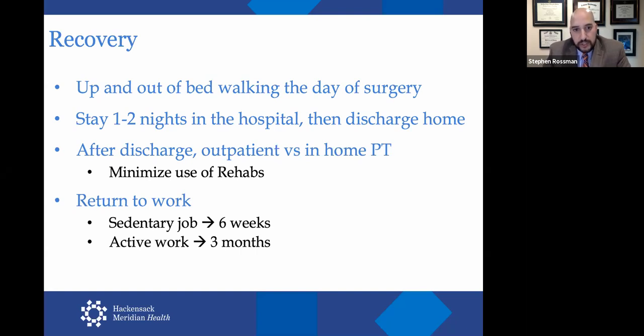After discharge, usually therapy comes to your house for a couple of sessions. Typically within Hackensack, it's usually like 4 sessions where they come to your house. And then you graduate to outpatient physical therapy.